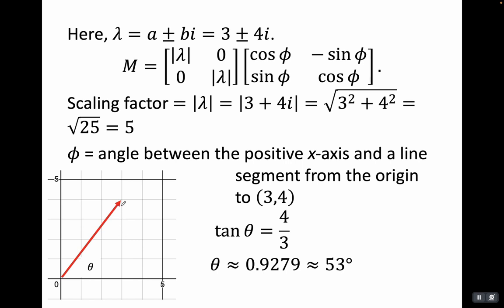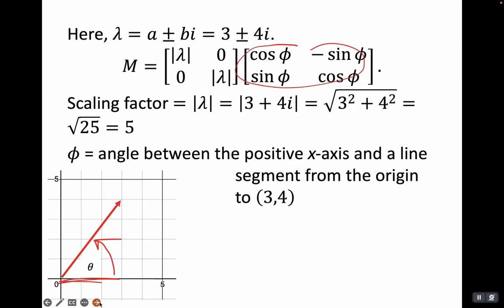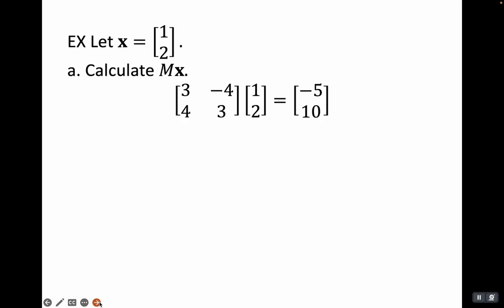We can calculate that easily enough. The tangent of theta is going to be 4 over 3 by SOHCAHTOA. So theta is just the inverse tangent of 4/3, 0.9279 radians, or about 53 degrees. Okay, so let x equal (1, 2). Let's calculate Mx, because what did I tell you? You'll see in a moment what M does. Mx is going to be [3, -4; 4, 3] times (1, 2). In other words, it's (-5, 10).